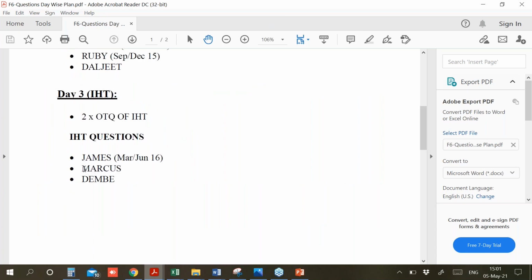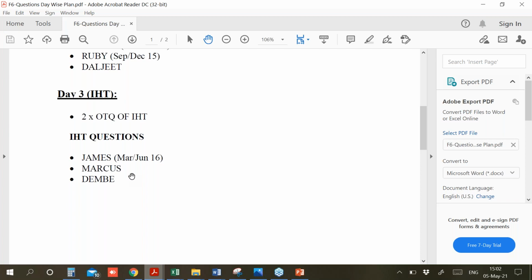There's a question called James, Marcus, and Dembe. These are the three questions that I've selected. Dembe is obviously a multiple tax question. If you remember, I've discussed with you in the start that the examiner now likes to set question number 10 of section C on different types of taxes with small requirements on each. So the Dembe is sort of that question. However, James and Marcus, they will primarily be focusing on the IHT.